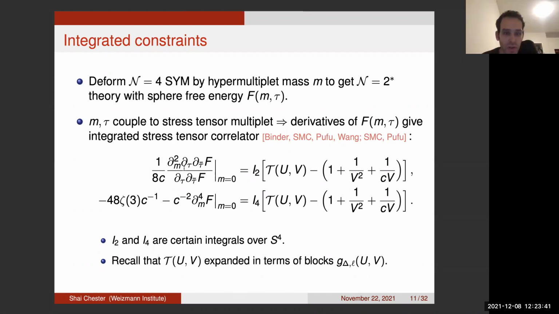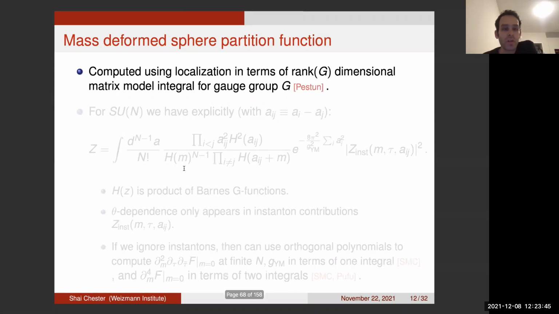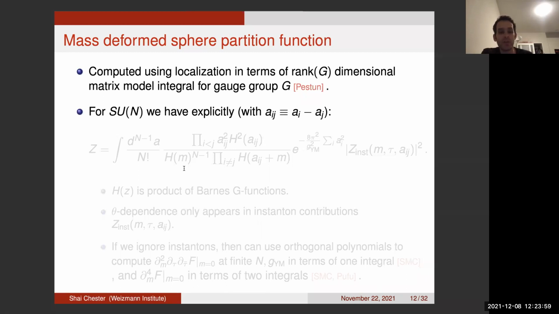Okay, so these are the integrated constraints. Now we want to compute the left-hand side using supersymmetric localization. Localization tells us that you can compute this mass deformed free energy in terms of a rank G dimensional matrix model integral for gauge group G. So for instance, for SU(N), this would be an N-1 dimensional integral.